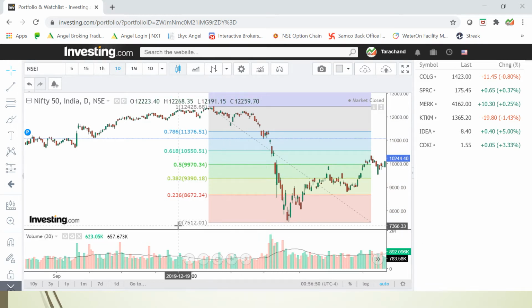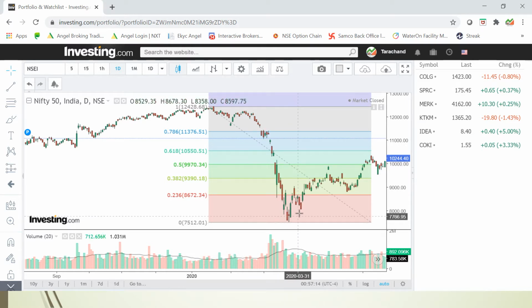Bottom is showing you 0%. Next level going upward is showing you 0.236 means 23.6%, then 38.2%, 50%, 61.8, 78.6, and 100%. Okay, so how to use this now?